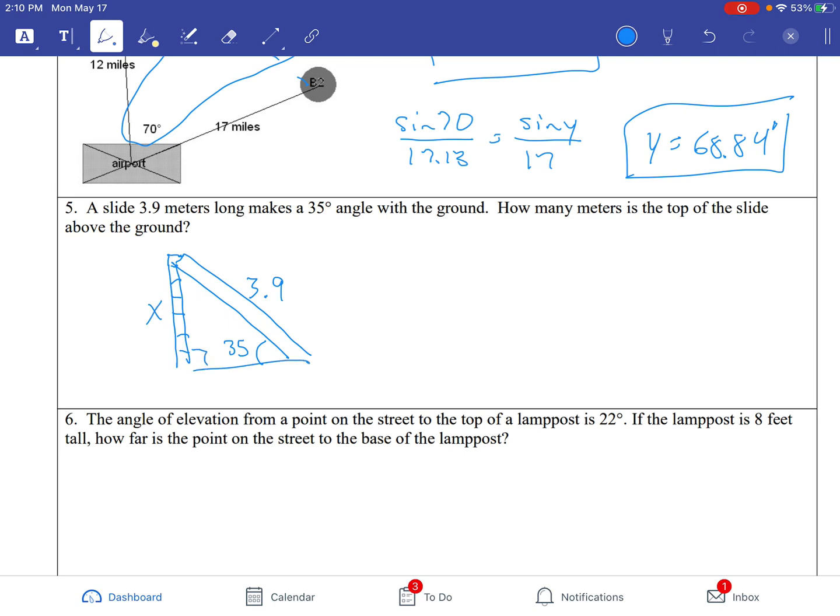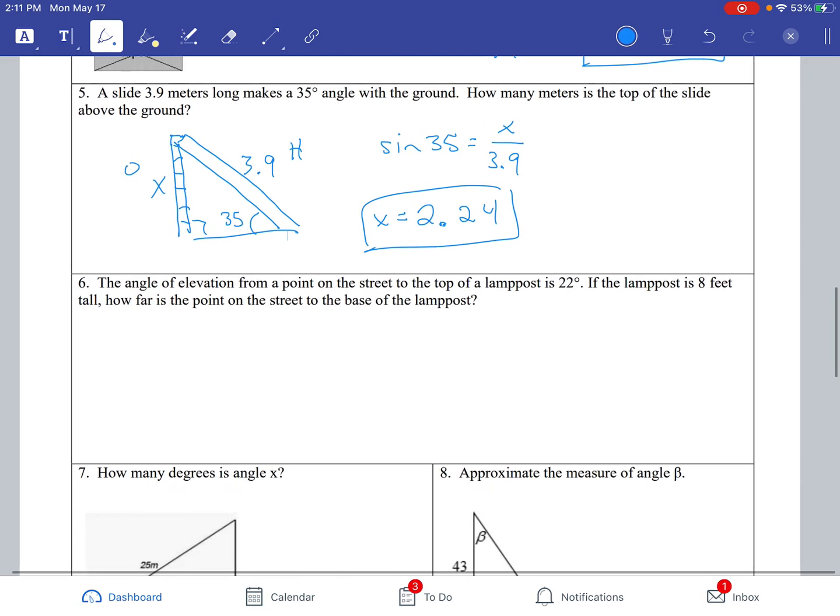So this is a right triangle problem. So this is the opposite. This is the hypotenuse. That means we have to use the sine function. So the sine of 35 is equal to the opposite over the hypotenuse. Looks like that. So there's our setup. 3.9 times the sine of 35 gives me 2.24.